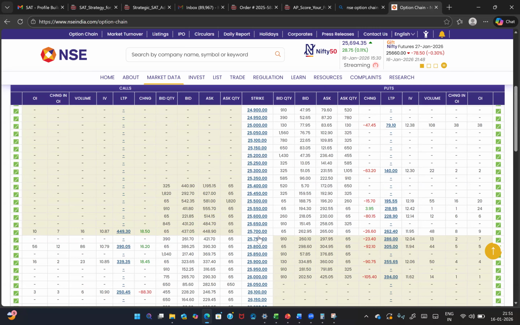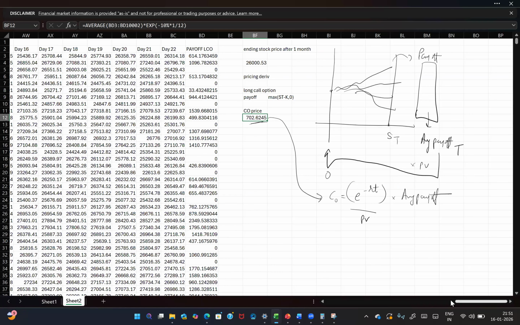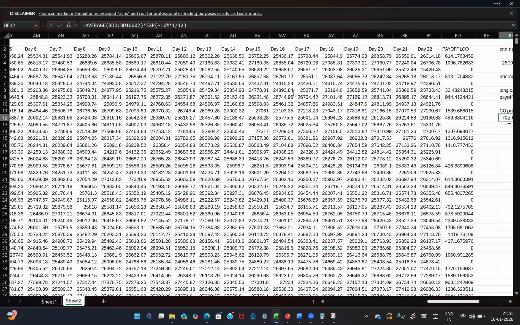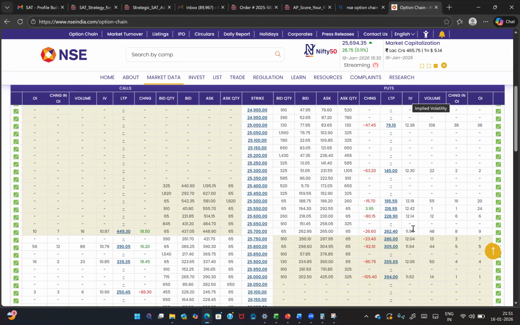And look at 25,700. Can I say the price is around 265 odd? But we calculated our price as what? 700. And that's because our assumption of sigma, which we have taken, is 18%. But if you look at IV, which is implied volatility, it's at 12% right now.